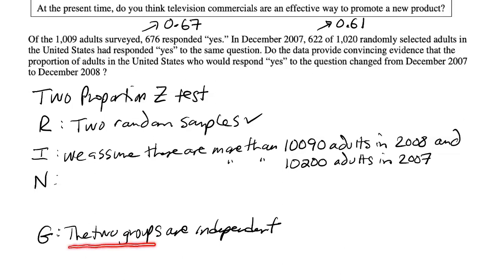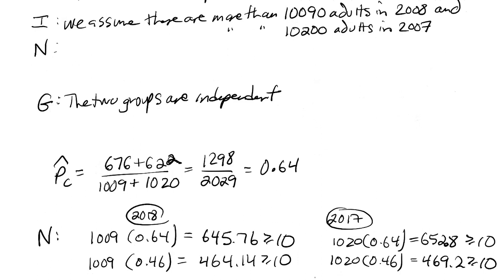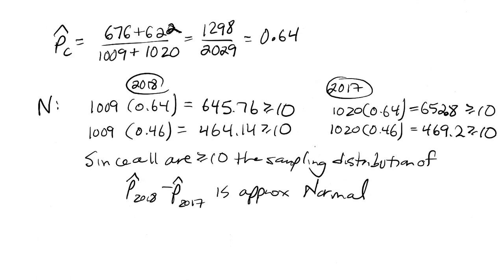But we just mentioned here the two groups are independent. This isn't paired data, this is independent data. So how do we check the normal condition? Well, we need p hat c, and I showed you the formula sheet earlier. P hat c, we have our combined successes, total number of successes here, divided by our total sample sizes.